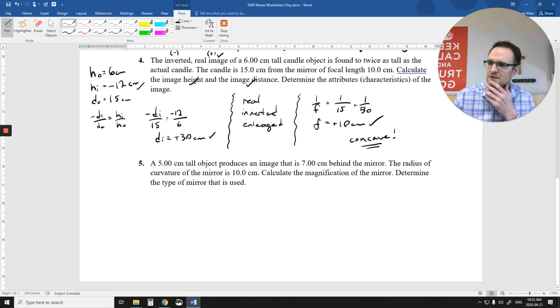Now that didn't ask for that question, but I think that's a better question to ask for this, because they already gave you pretty much all of the characteristics of the image already. So that second question is not very nice, or very easy, or too easy, sorry. Let's see, we have a 5 centimeter tall object.